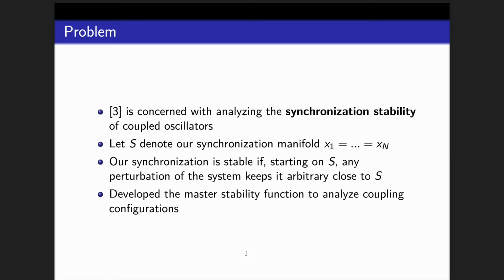We want the latter. So let's define what we call the synchronization manifold, which is, if our state for our total system is just a concatenation of the states of each of the oscillators, the set of states where this is true. And our synchronization is considered stable if, starting on the synchronization manifold, when we perturb the system from there, it goes back to being arbitrarily close to S. And this is associated with having a negative Lyapunov exponent.